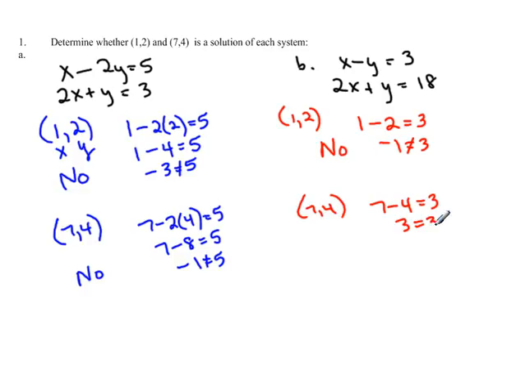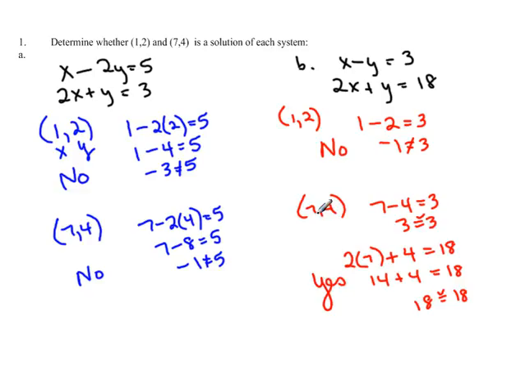Well, that works, but you can't say yes that it is a solution until you've checked both equations. So far I've only checked the top one, so I now need to plug in the 7, 4 into the bottom equation. So 2 times 7 plus 4 equals 18. That's 14 plus 4 equals 18. And you can see that it works in both equations. Now you can say that the point 7, 4 is indeed a solution of the system.